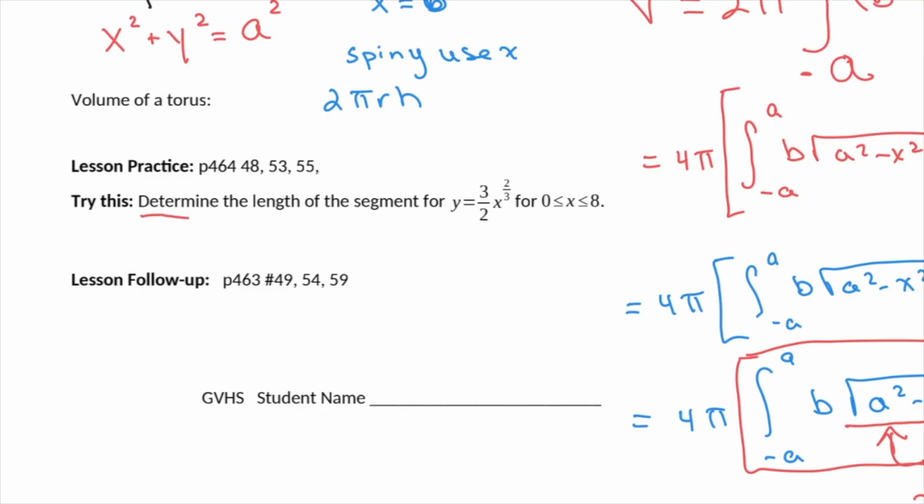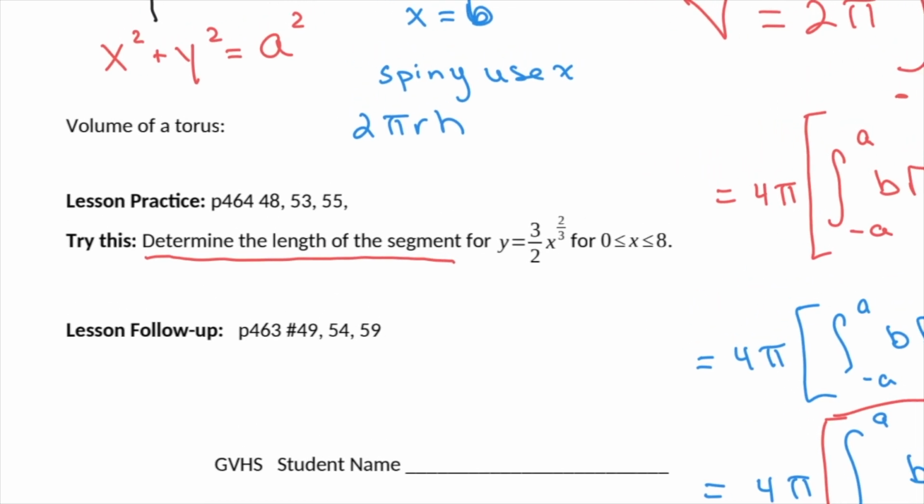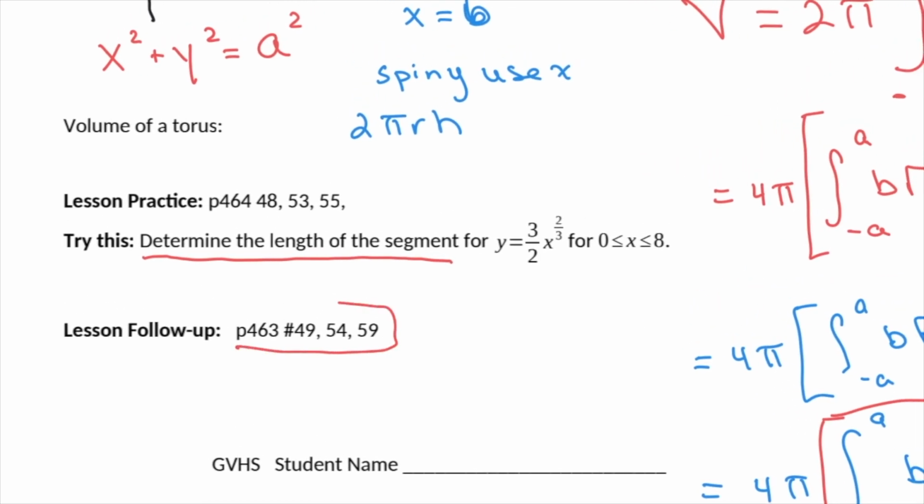Once again, you are to determine the length of a segment for y equals 3/2 x to the 2/3 from 0 to 8. Now we haven't talked about a formula. I would like you to think about the formula, develop the formula, and then give some of these practice problems a good try.